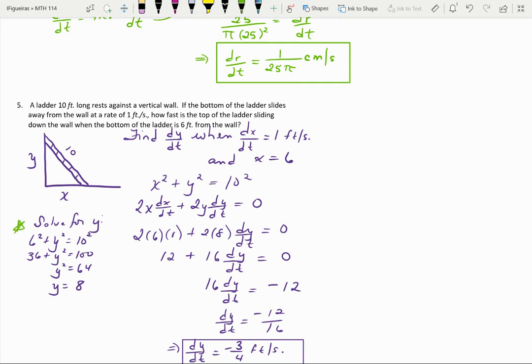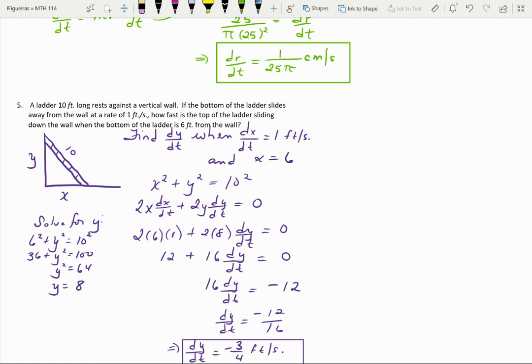I'm going to use the Pythagorean theorem to figure out what the value of y, or the length of the vertical side of the triangle, would be when my x is 6 and my ladder, or my hypotenuse, is 10. So 6 squared plus y squared equals 10 squared. So 36 plus y squared equals 100. Subtract 36 from both sides. You get that y squared is 64, and so y is equal to 8. We don't have to consider plus or minus 8 because 8 is the length of the wall. You wouldn't have a negative length or a negative dimension when you're talking about a triangle.